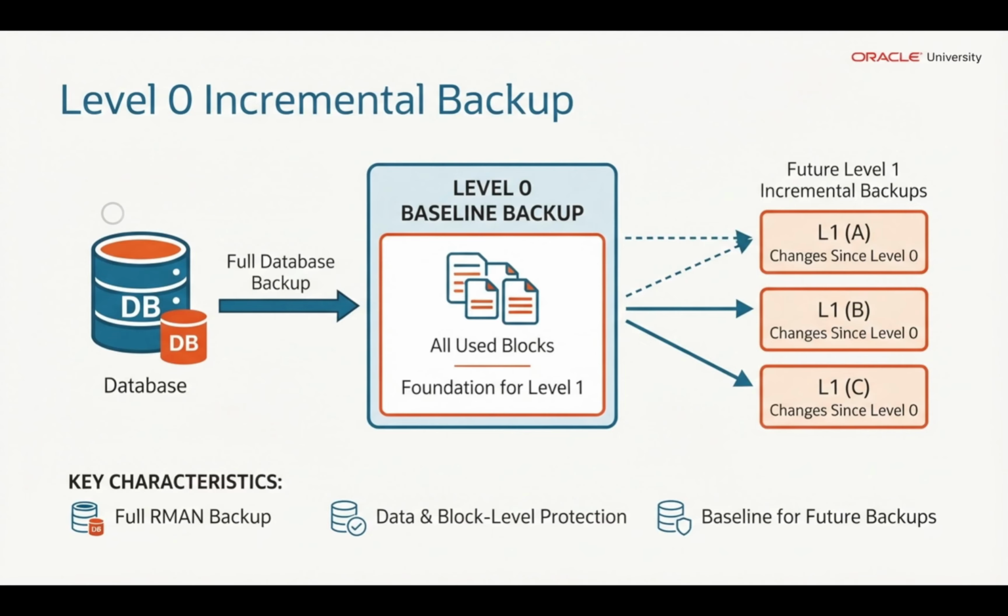It contains all the used blocks needed to establish that baseline. So although a level 0 can look very similar to a full backup in terms of the amount of data backed up, there is an important difference. Level 0 is part of the incremental backup strategy. Level 1 backups can use that level 0 as their baseline. Think of level 0 as the starting point of an incremental backup chain.